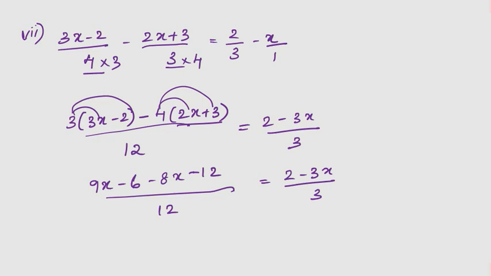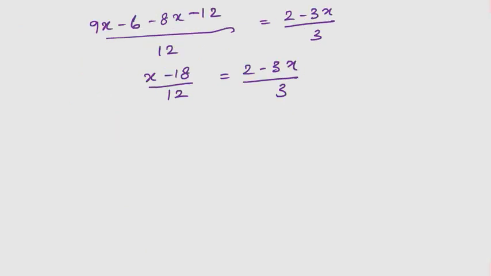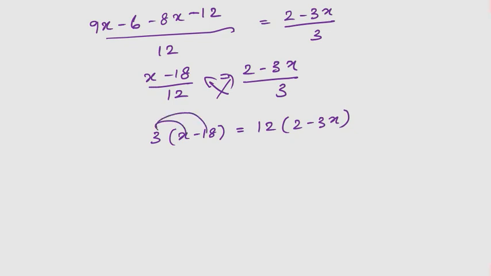So next step we can simplify the terms on the numerator part. So 9x minus 8x will get x, minus 6 minus 12 will get minus 18, divided by 12 is equal to 2 minus 3x divided by 3. For the next step we'll cross multiply. So when we cross multiply we get 3 into x minus 18 is equal to 12 into 2 minus 3x. So first 3 into x, then 3 into minus 18. So we get 3x minus 54 is equal to 12 multiplied by 2 minus 3x into 12.